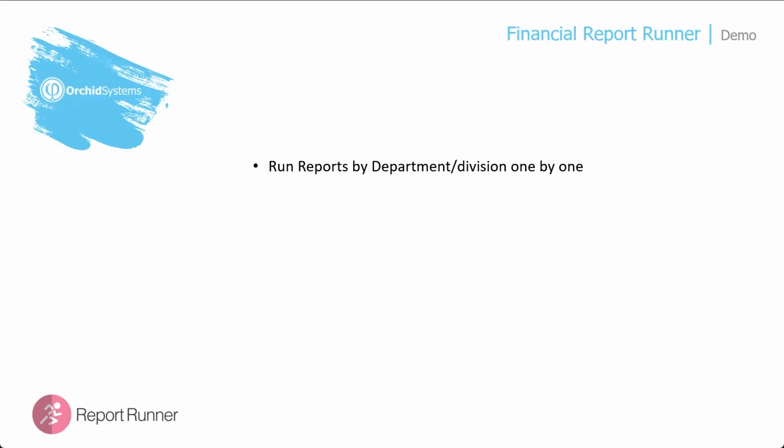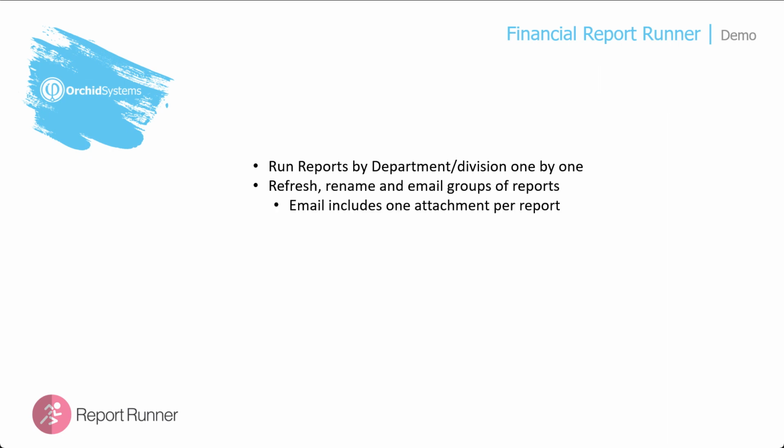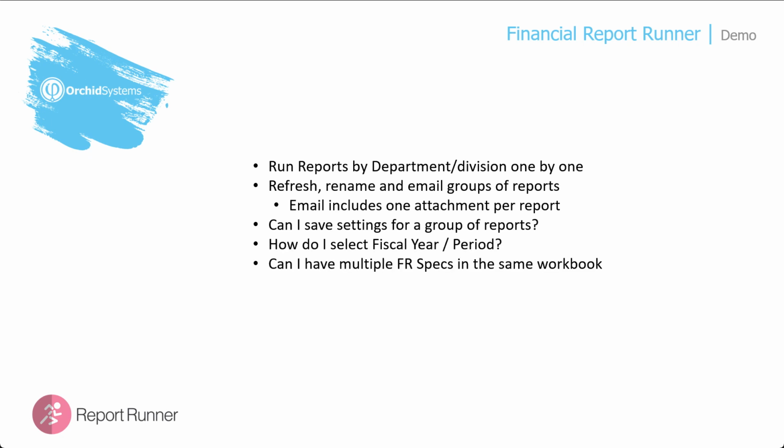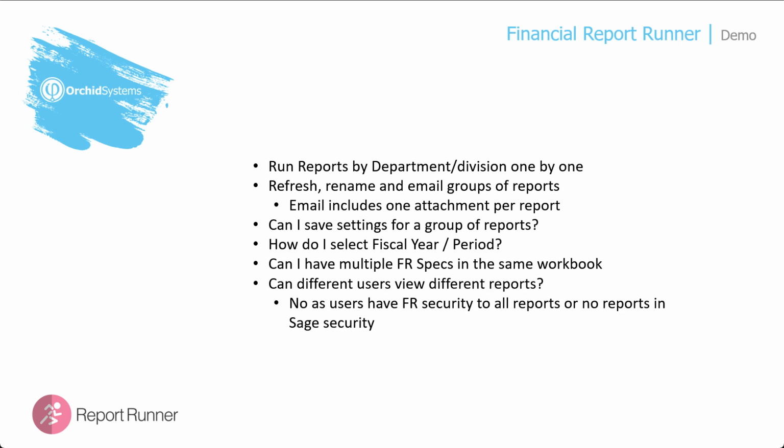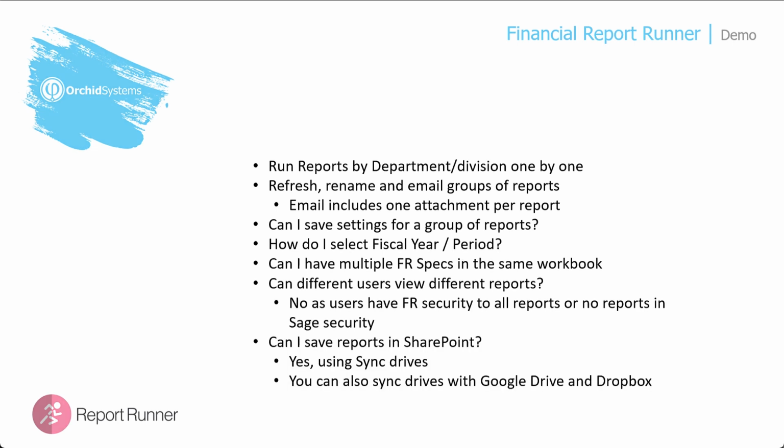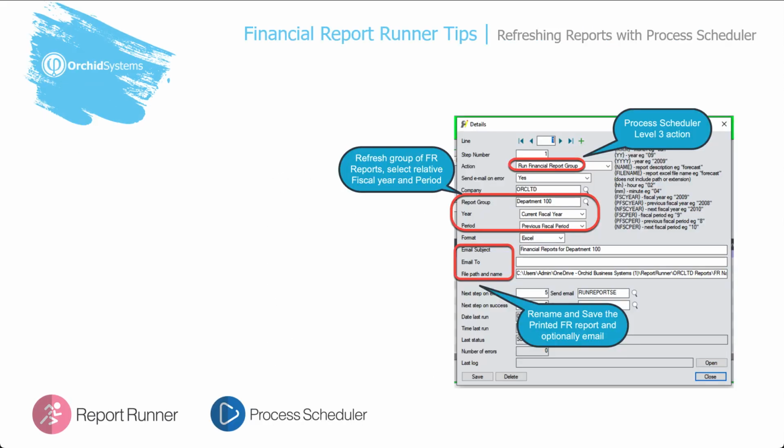Okay, so we've looked at running a report for a division one by one, refreshing and renaming and emailing groups of reports, saving settings for a group of reports, selecting fiscal year and period, having multiple FR specs in the same workbook, and looking at security on financial reports. We've looked at using Sync Drive to upload reports directly into SharePoint as well. Note that you can also sync drives with Google Drive and Dropbox. The next part of the presentation, we're going to look at using Process Scheduler Level 3 to refresh reports.